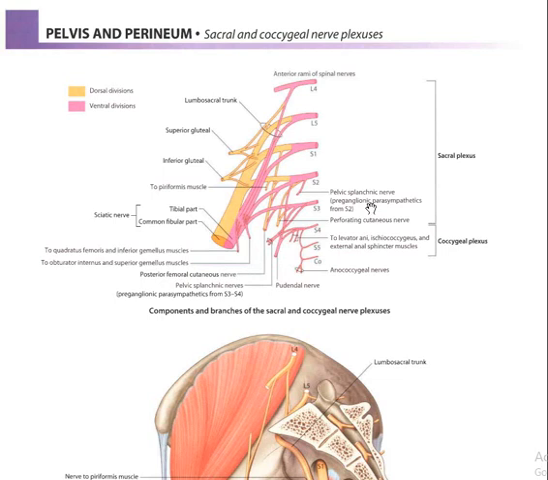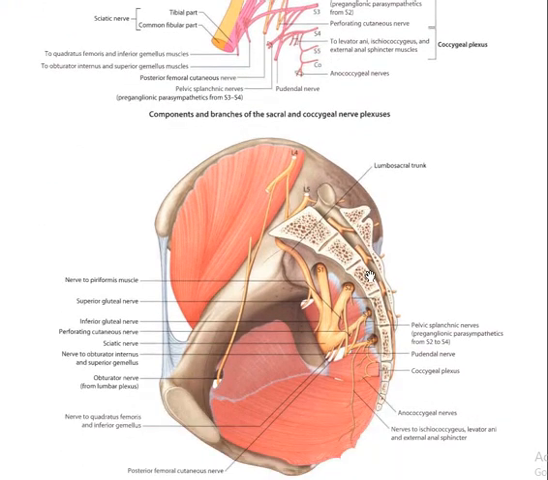So these are the main nerves. The pelvic splanchnic nerve of S2, the perforating cutaneous, the nerve to levator ani. You have the posterior femoral cutaneous, and you have the pelvic splanchnic nerve of S3 and S4. So these are the main nerves involved with the pelvis and perineum.